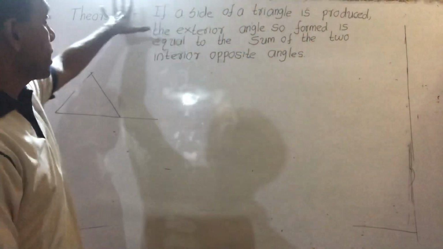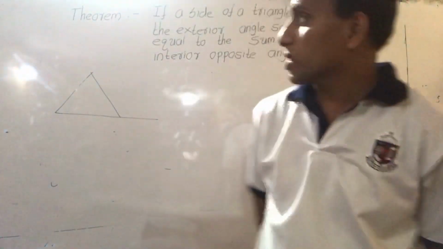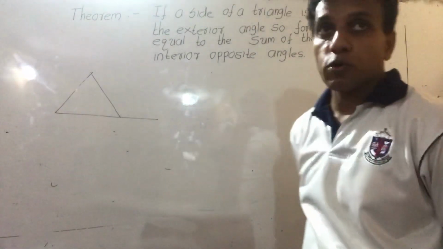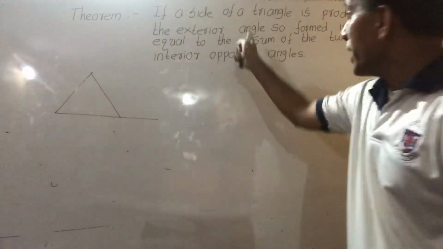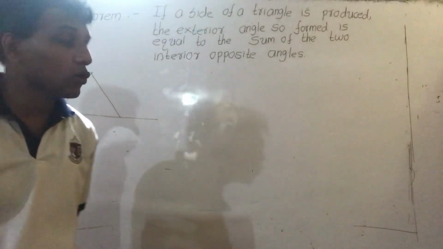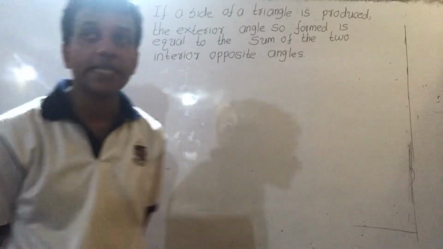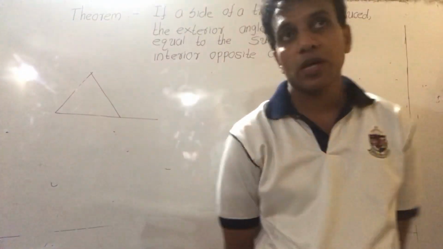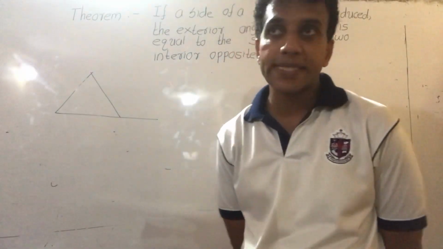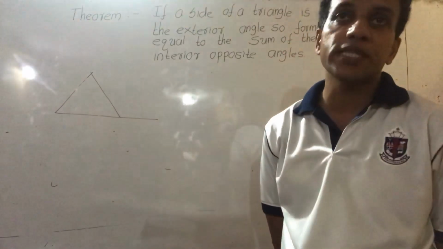So see, this is a theorem. If a side of a triangle is produced, the exterior angle so formed is equal to the sum of the two interior opposite angles. A very important theorem. In a triangle, if a side is produced, the exterior angle formed is equal to what? The sum of the interior opposite angles.